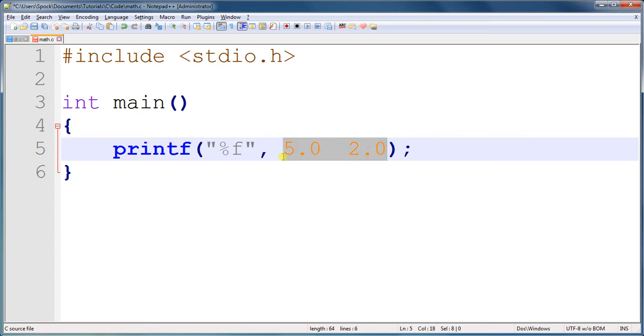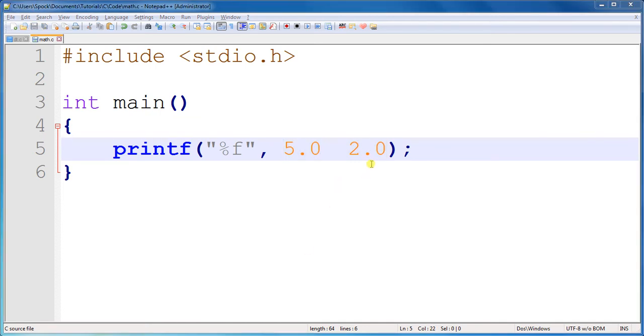So that is the basics of floating point numbers. You can use the same plus, minus, divide, subtract. That's the same as it is with integers. The only difference is that there's no modulo operator with floating point numbers, and division takes place fully and nothing is ever cut off.